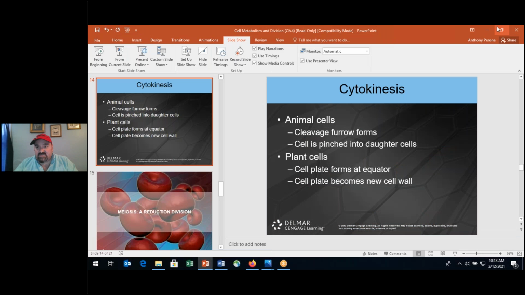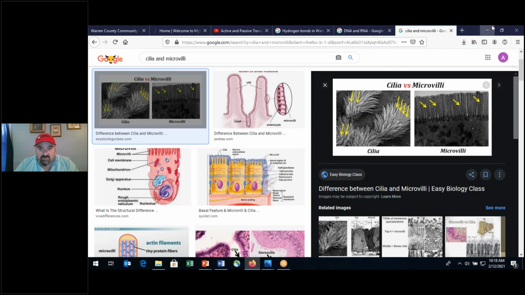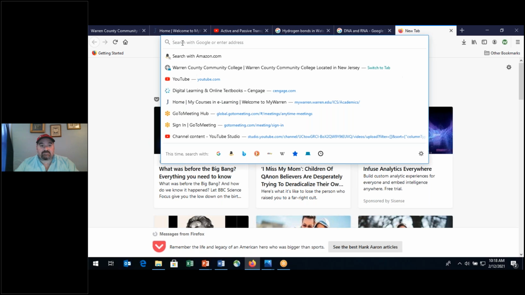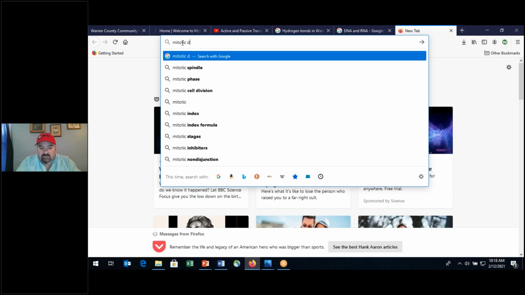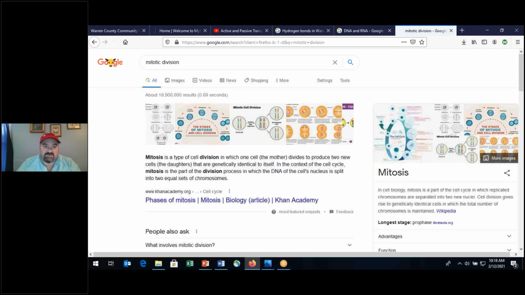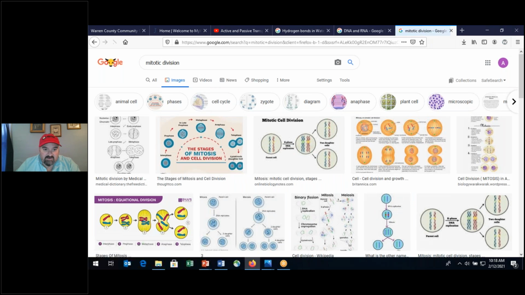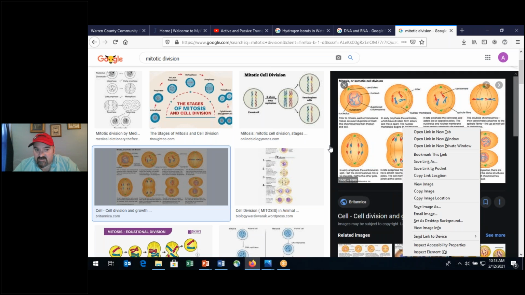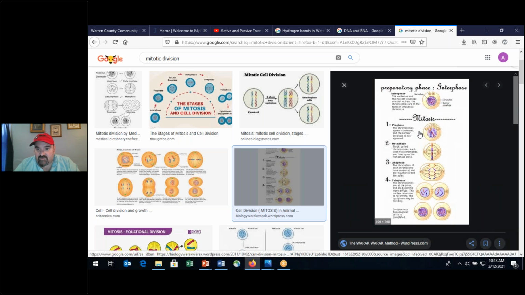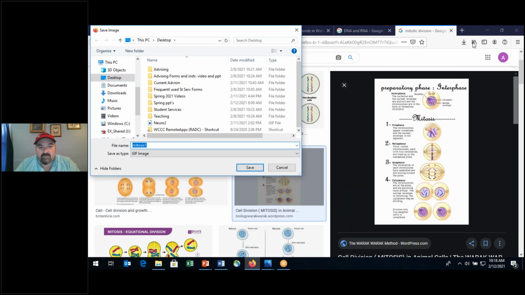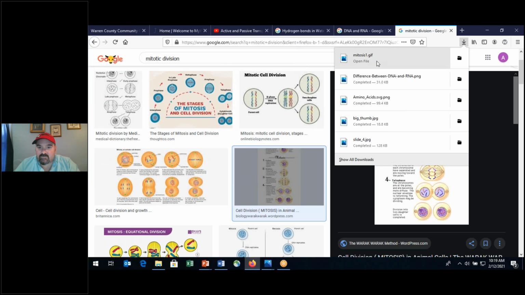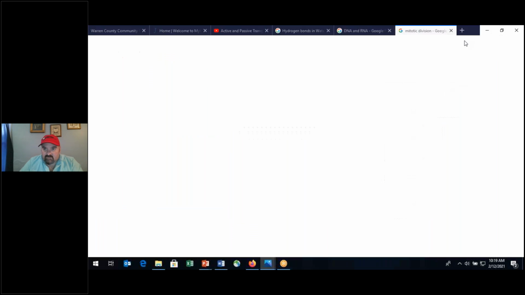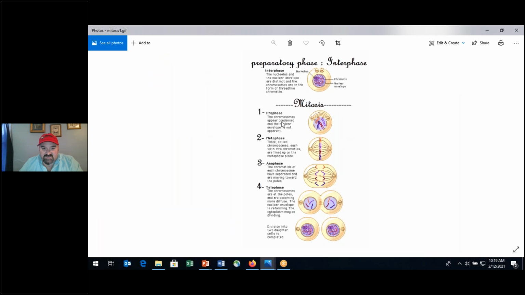But what I'm going to show you, folks, is an image here online. So if you were just to look up mitotic division, you'll see all types of images that are present for you when you're doing the cell cycle. And you'll see here, let's look at this one, okay? Here we go, okay, that's good.